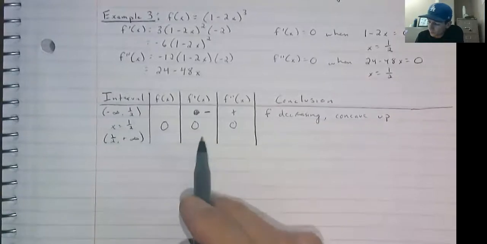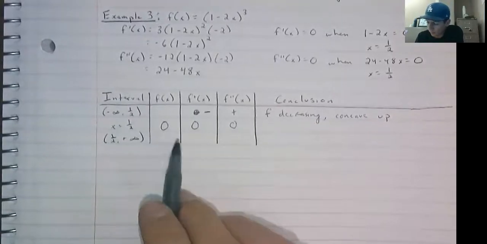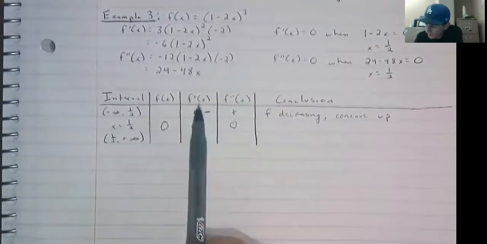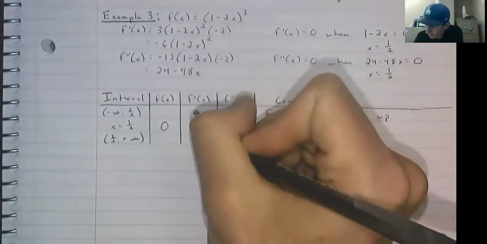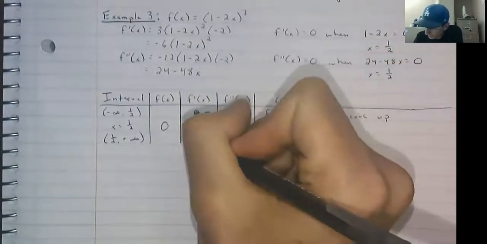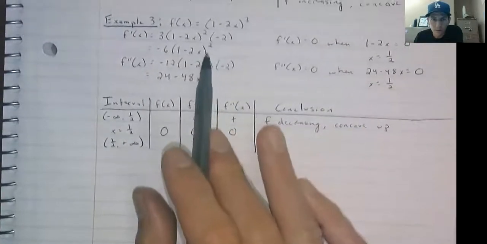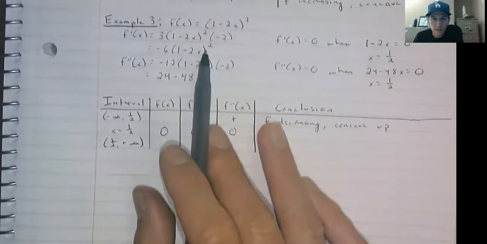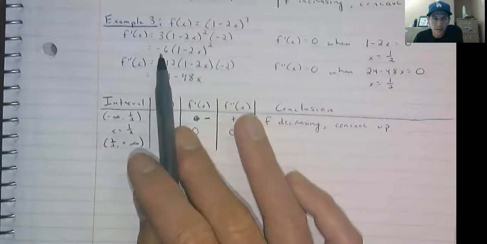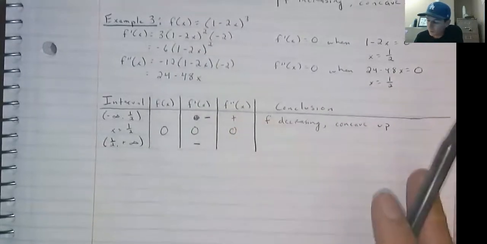We have to see what happens when the other shoe falls. So when we are greater than 1/2, our first derivative is still negative. Doesn't matter what we plug in here, it gets positive, and then we multiply by a negative. So that's kind of lame, but it is what it is.